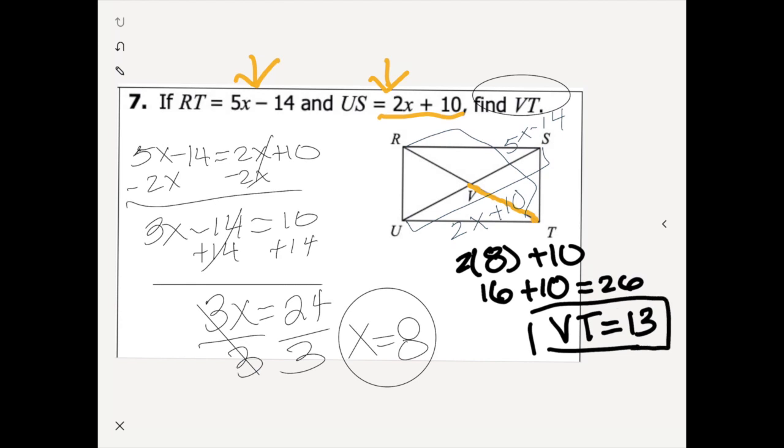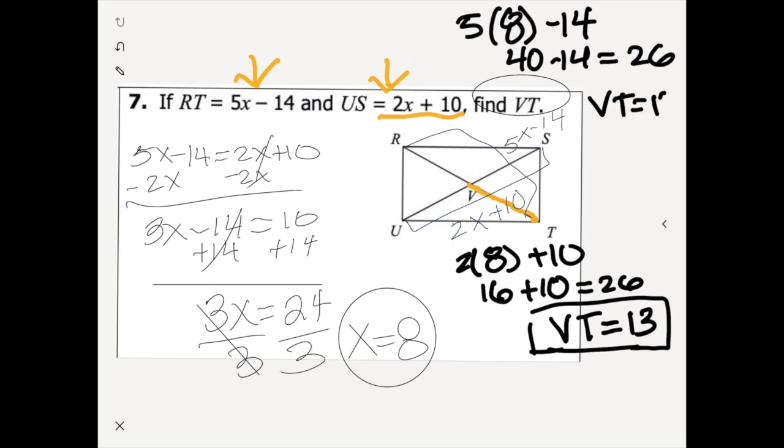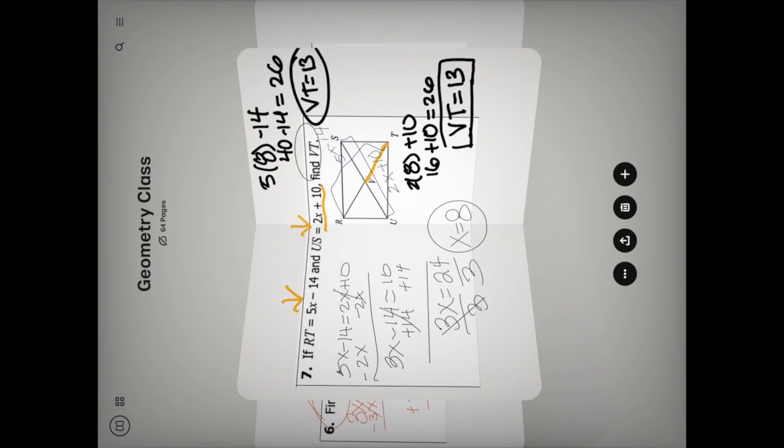Now I'm going to show you that if you use the other one, you'll get the same thing. So we'll see 5 times 8 minus 14. 5 times 8 is 40. 40 minus 14 is still 26. And if you divide by 2, you're still going to get 13. Let's try one more.